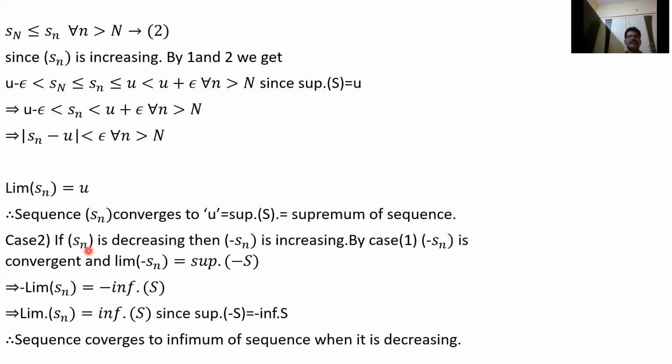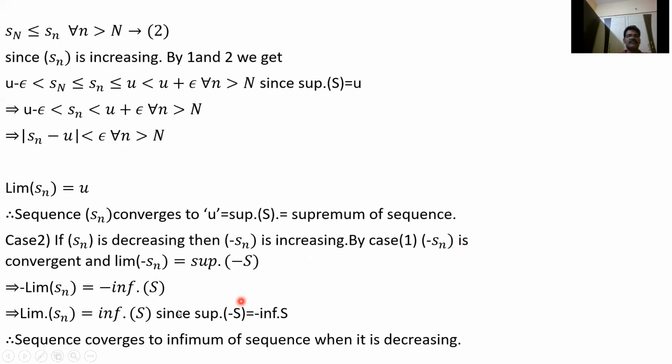N square means we get the sequence Sn as 1, 4, 9, so it is increasing. For example, take Sn equal to 1 by n square. You get 1, 1 by 4, 1 by 9, which is decreasing. So minus Sn means minus 1, minus 1 by 4, minus 1 by 9. This is increasing.